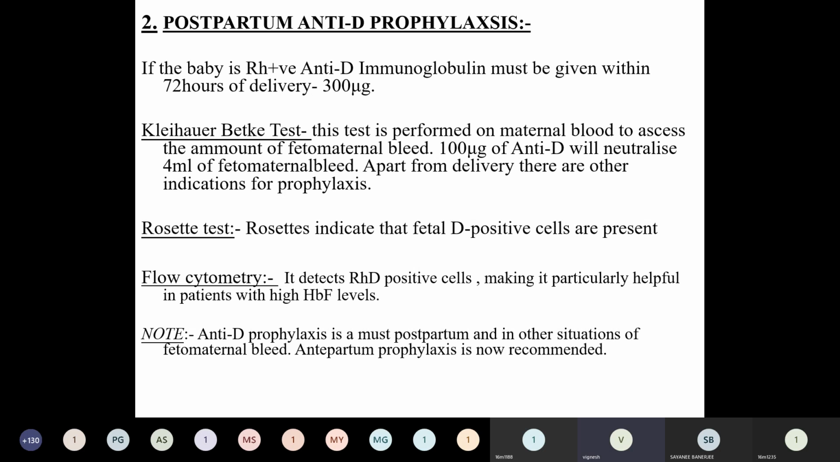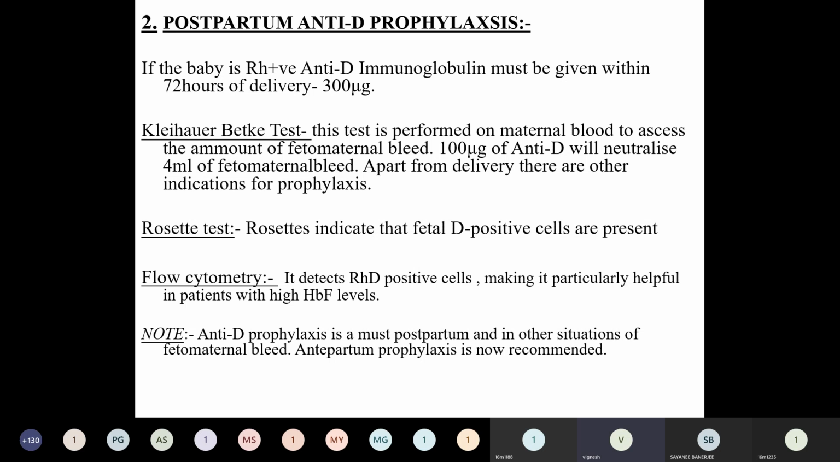So this is what I told you about the antenatal prophylaxis. It could be a single or a double dose, and it is given in all women where the ICT is negative. So, coming to postpartum anti-D prophylaxis.